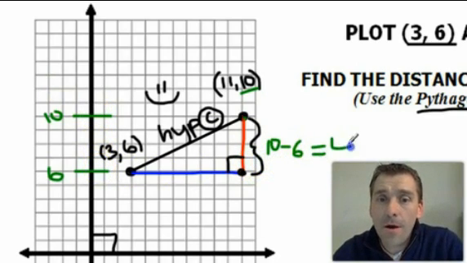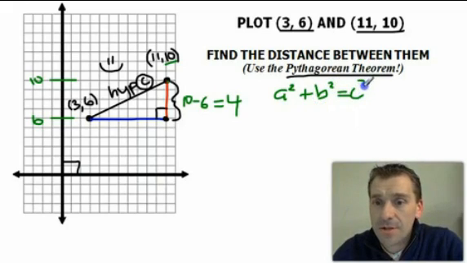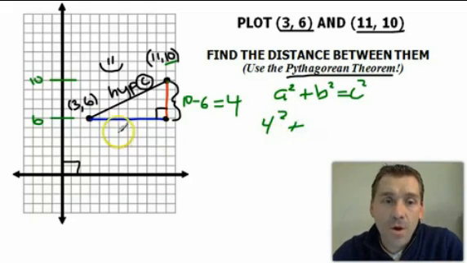So that's one of the leg lengths. Since I know my Pythagorean Theorem is a squared plus b squared equals c squared, and I'm trying to find c squared, let's take this 4 and plug it in right here. So I know I am that far in the game. Well, what's the distance here? I need to find this leg length.